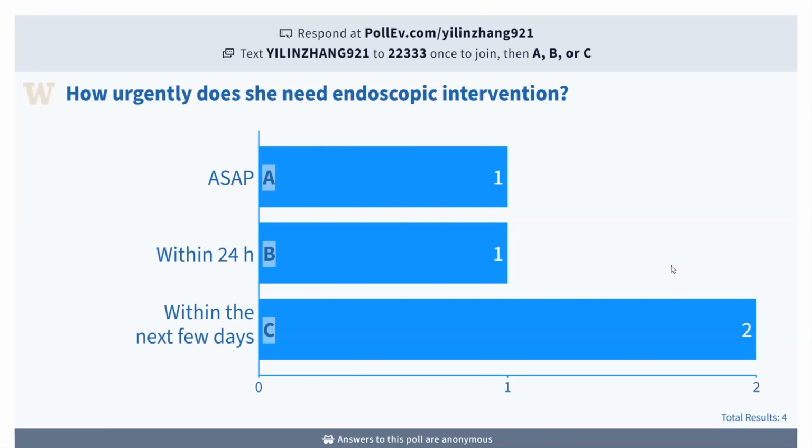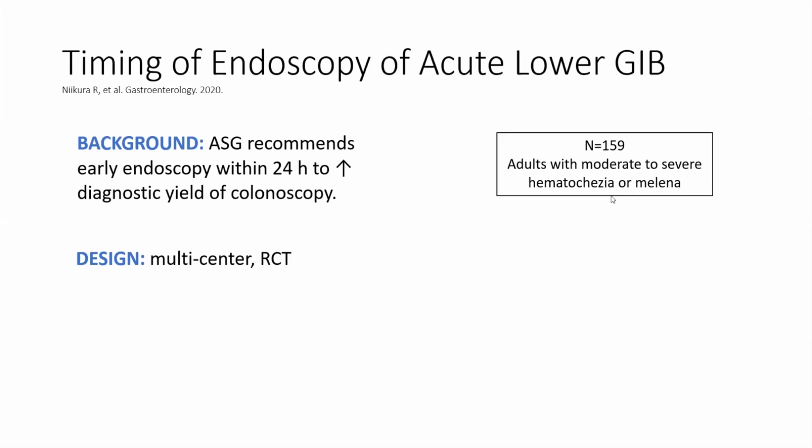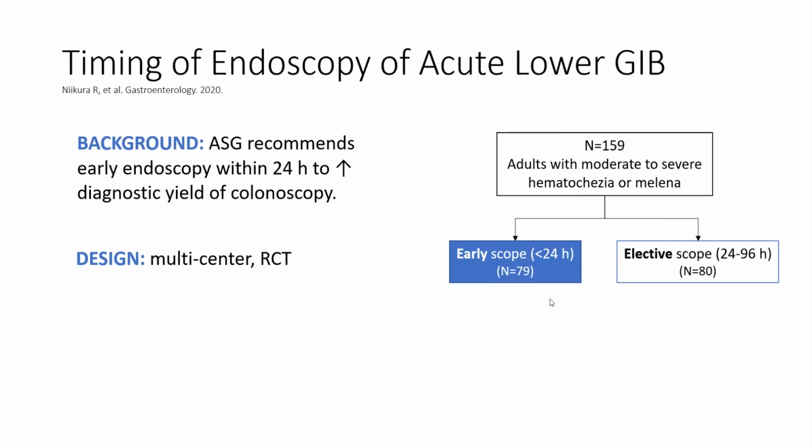So let's take a look at what the literature shows. The American Society of Gastroenterology currently recommends early endoscopy within 24 hours to increase the diagnostic yield of colonoscopy. This paper that came out in Gastroenterology was a multi-center randomized controlled trial that enrolled a small number, 160 patients with moderate or severe hematochezia or melena, to early colonoscopy within 24 hours or elective colonoscopy between 24 and 96 hours.